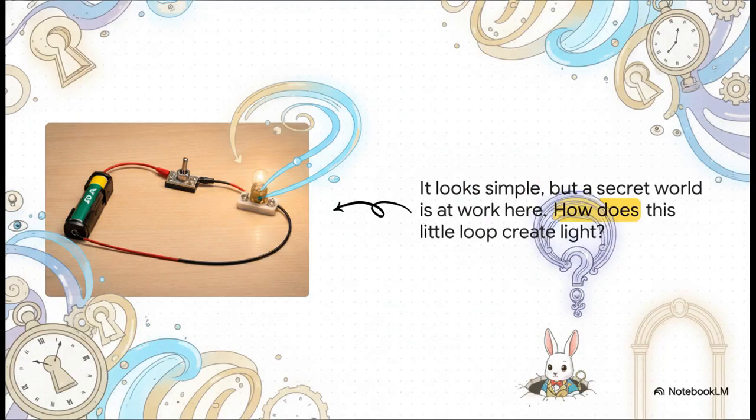So our whole adventure starts right here with something you've seen a million times. A battery, some wires, a switch, and a bulb. That's it. But inside this simple loop, there's a whole drama playing out, a story that follows some of the most fundamental rules of the universe. The big question is, how does this little loop actually make light?